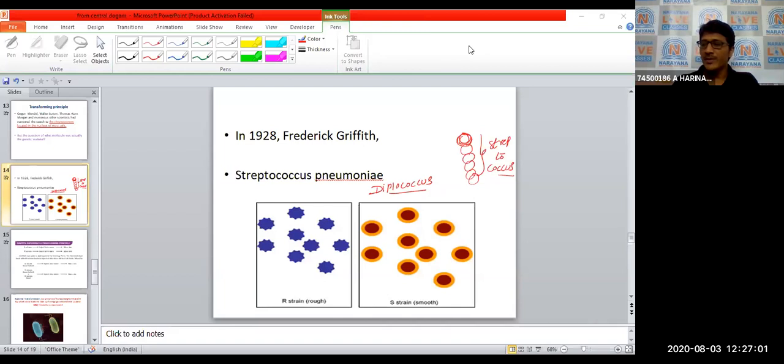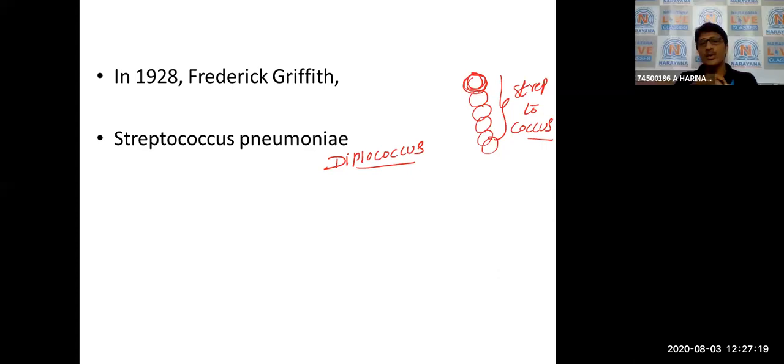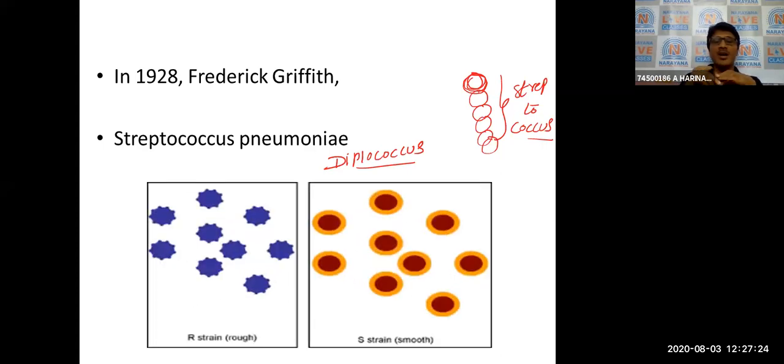There are two strains present in Streptococcus pneumoniae: the R strain and the S strain. It causes pneumonia infection. Frederick Griffith worked on pneumonia, and to prove transformation he used the bacterium Streptococcus pneumoniae. This is not a virus, it is a bacterium. Its other name is Diplococcus.